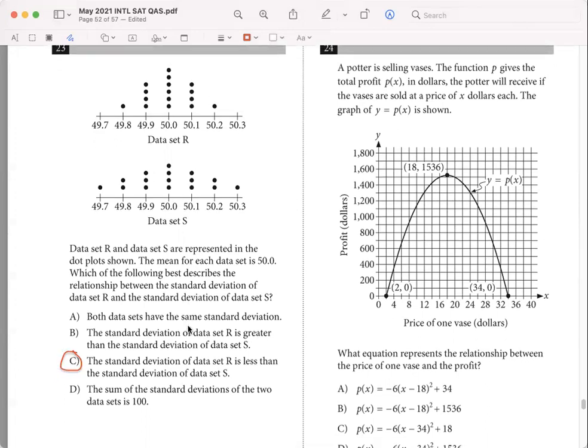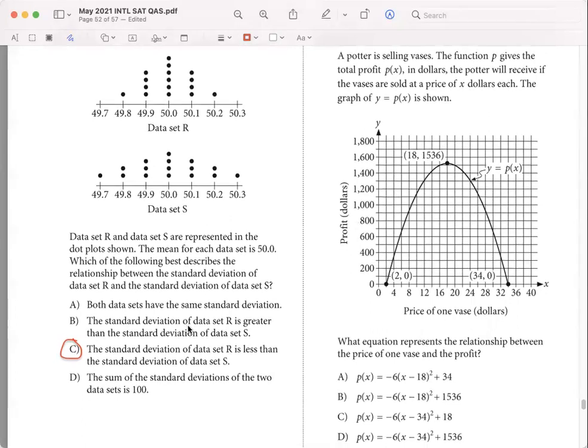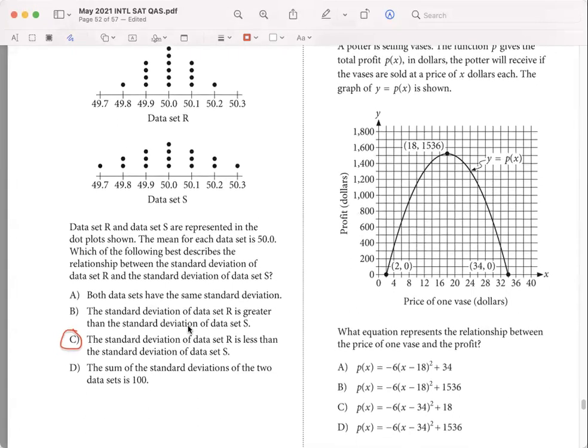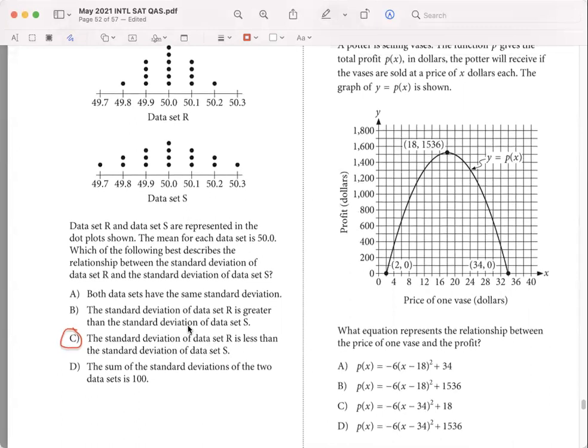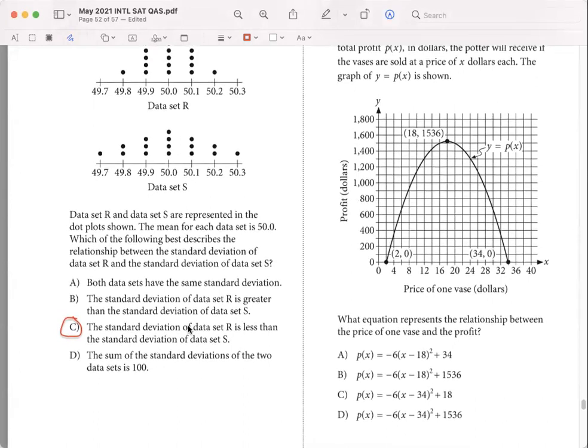Okay, 24. A potter is selling vases. The function gives the total profit the potter will receive if the vases are sold at a price of x dollars each. The graph is shown. Which equation represents the relationship between the price of one vase and profit?